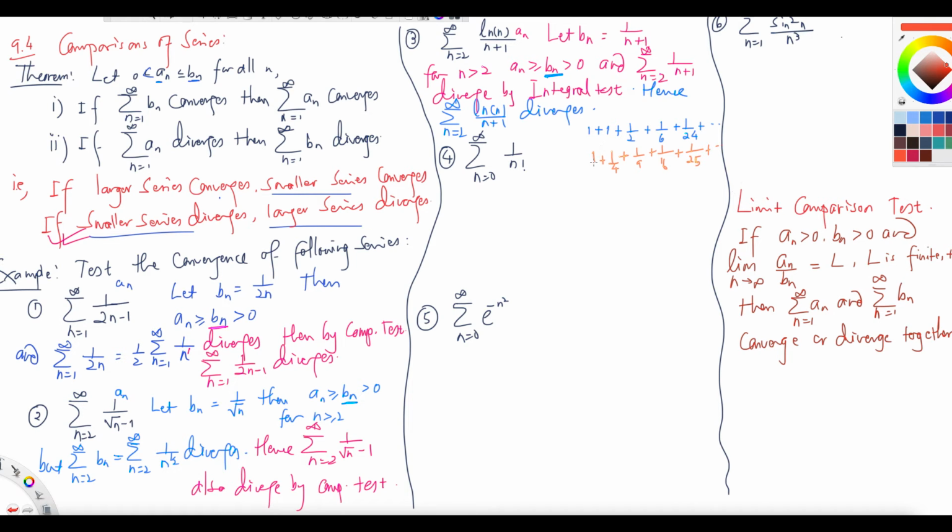You see that the first terms are equal. The second term, which one is bigger? The blue one is bigger, right? So this is basically an. Summation an is that, and then I'm trying to write down that as summation bn.